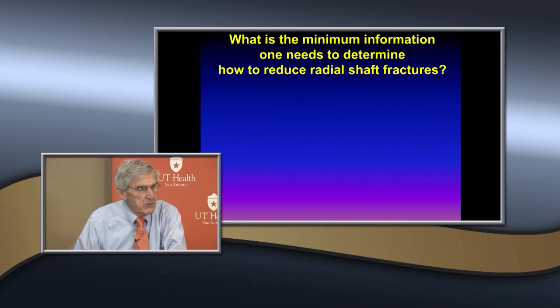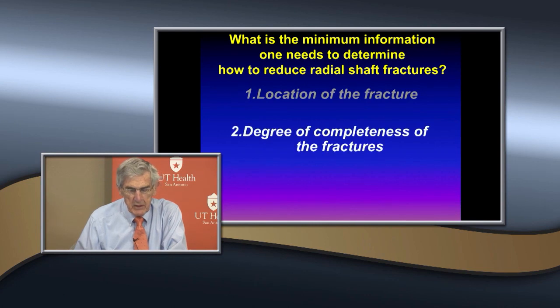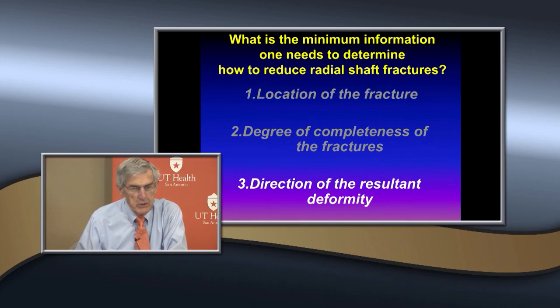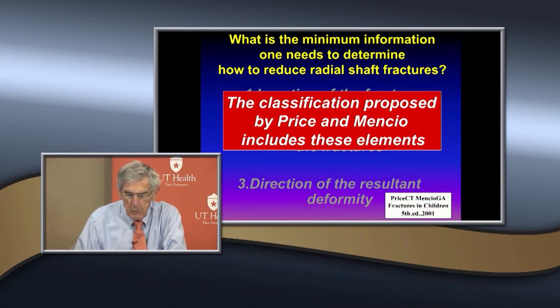So, if you're in the emergency room and you see a fracture of the radius on the shafts, and you're going to call your staff person, what's the minimum information that you need to provide that individual? The location of the fracture. Is it distal, middle, or proximal thirds? Secondly, the degree of completeness of the fracture. And thirdly, the direction, as you said, of the resultant deformity. So this is a classification method that's proposed by Drs. Price and Mancino that have worked together to include these elements. So we'll go ahead and go through that.